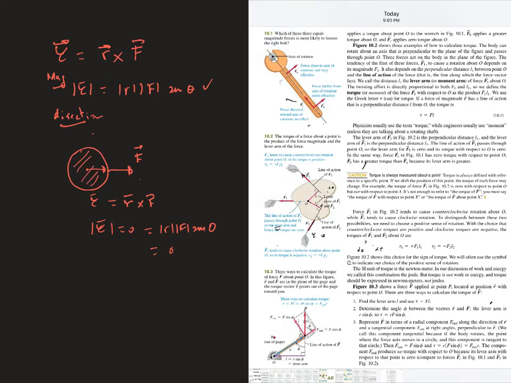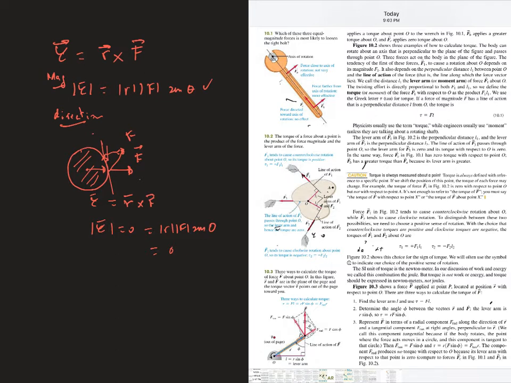So we need to create rotation. So we need to apply forces to the body that can create rotation. So this force is a valid force to create rotation. Why? Because this force has a component along the tangent that will create rotation.